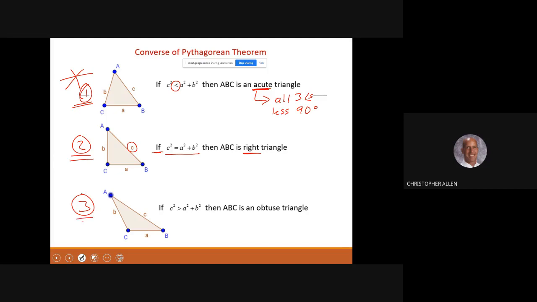And now let's go down to our third part of the converse of the Pythagorean theorem. It turns out that if c squared is greater than a squared plus b squared, if it's greater, then it is an obtuse triangle. By the way, an obtuse triangle has 1 obtuse angle. And remember, obtuse is not bigger than 180, bigger than 90. Sorry about that. An obtuse angle is one that is greater than 90 degrees.